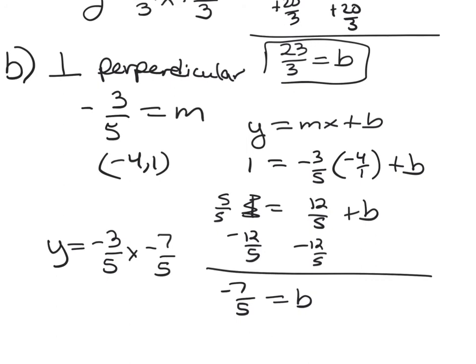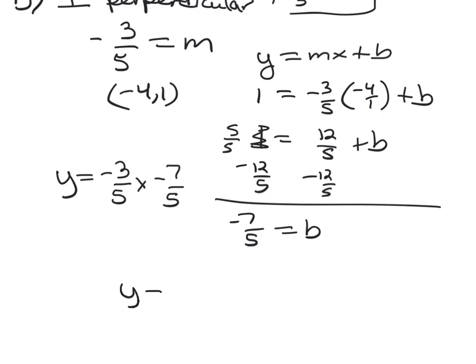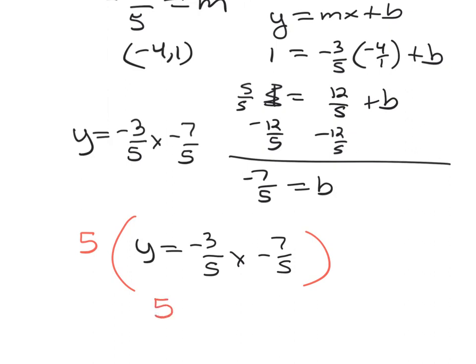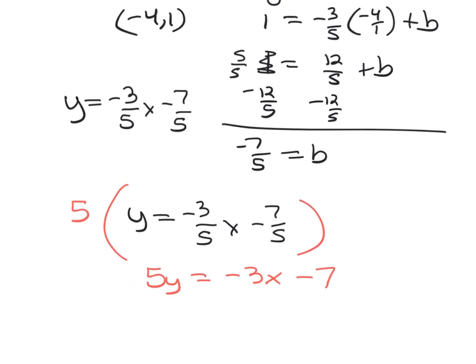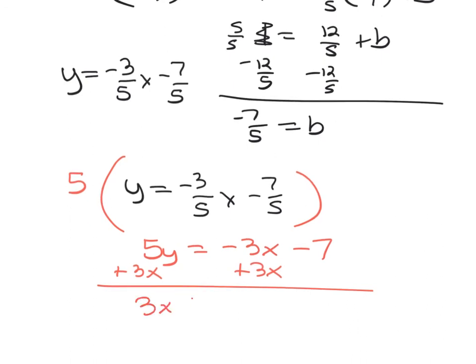So if I wanted to change this answer into standard form, what I would do is take the y equals mx plus b form, get rid of the fractions. So I can either move the 3/5 first, or I'm going to just clear the fraction first. So I'm going to times everything by 5. So it becomes 5y equals negative 3x minus 7. And then now I need the x plus y equals the constant. So add 3x. So standard form would be 3x plus 5y equals negative 7.